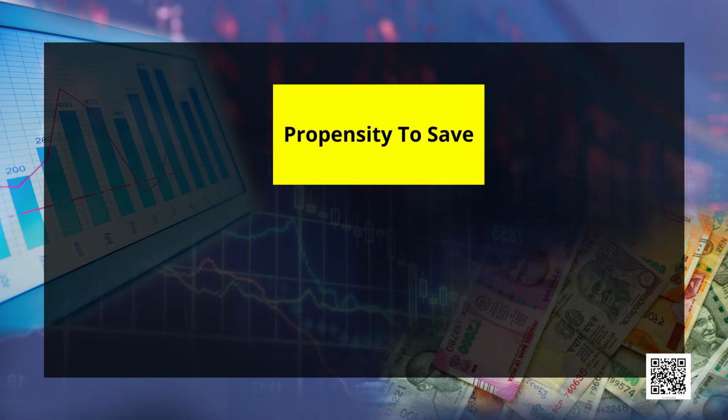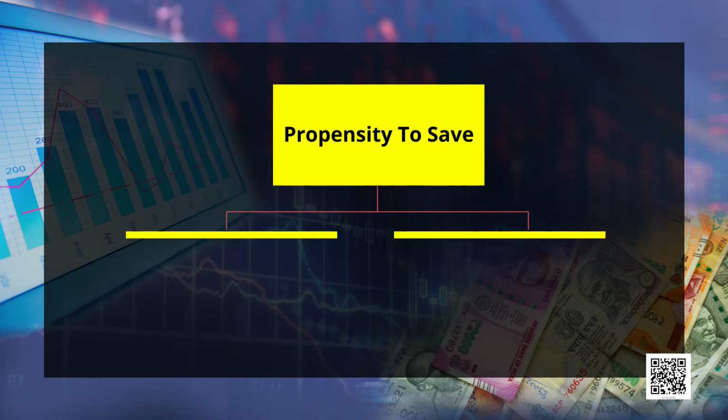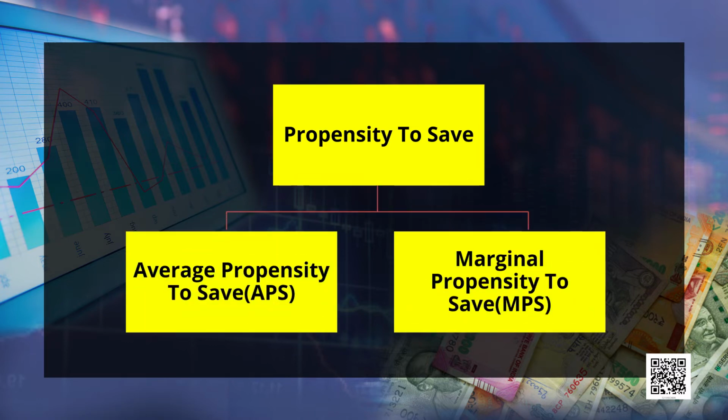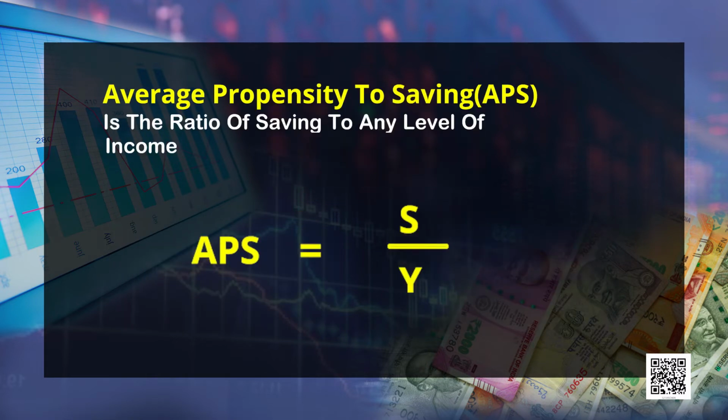Parallelly, we study propensity to save, which is divided into two parts: average propensity to save and marginal propensity to save. Like APC, APS shows the ratio between savings and national income. It is depicted by the formula S divided by Y. Similarly, MPS is the ratio between change in savings and change in national income. It depicts what part of increased income is saved.